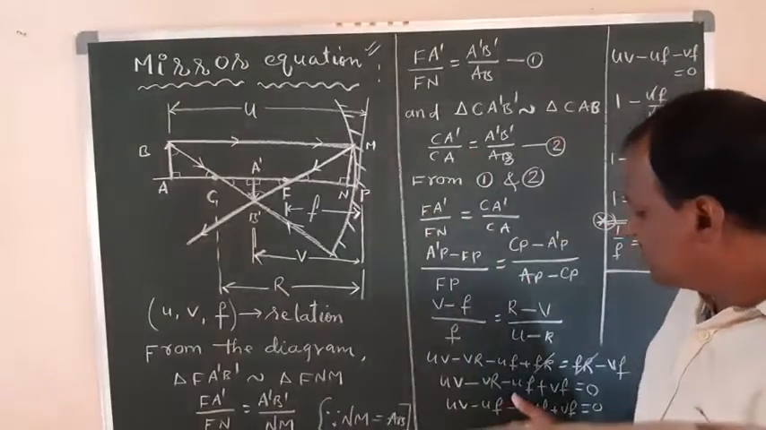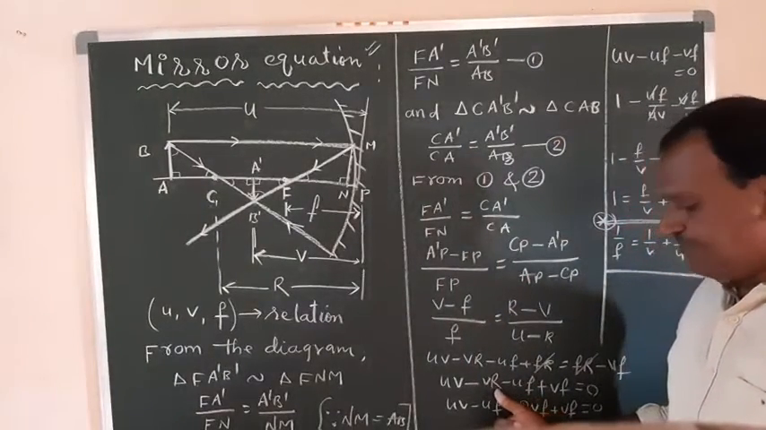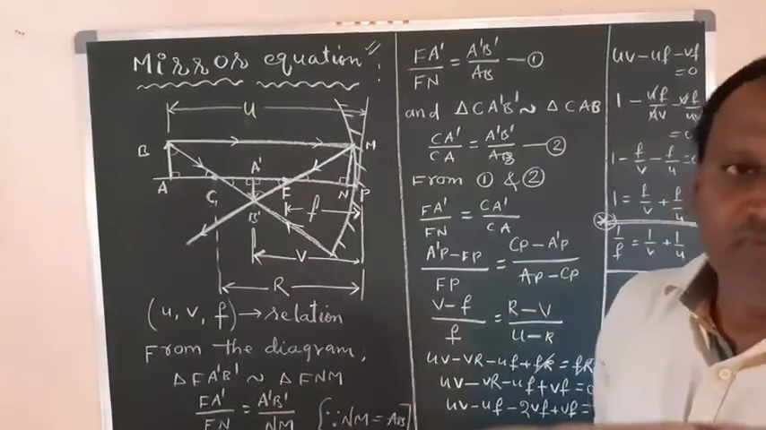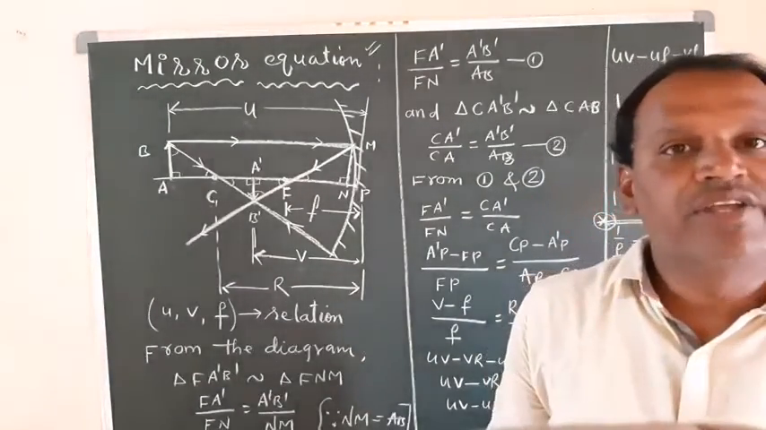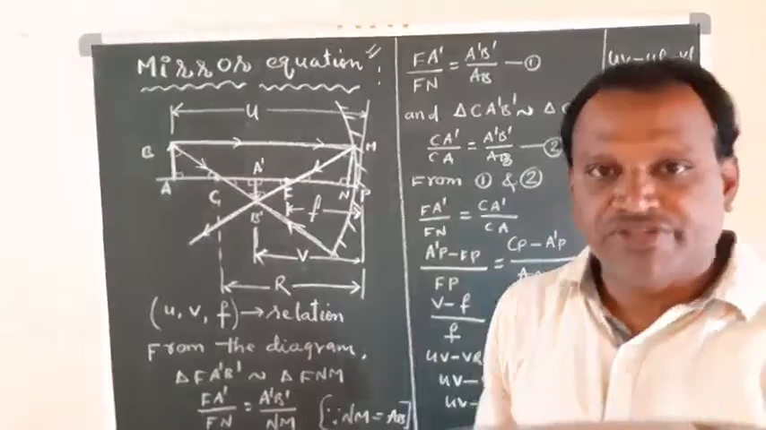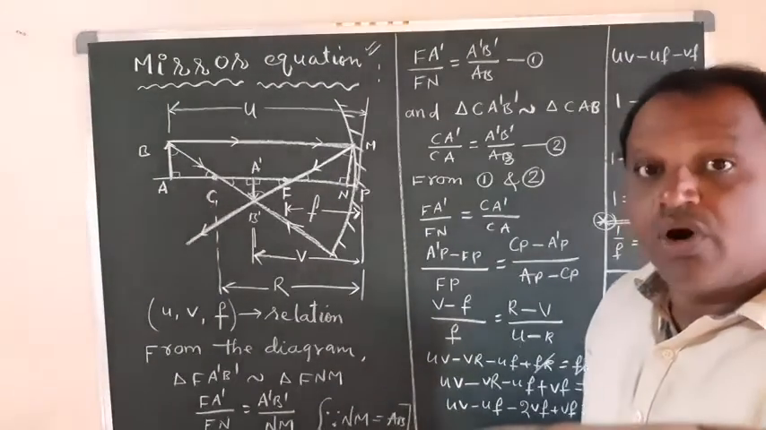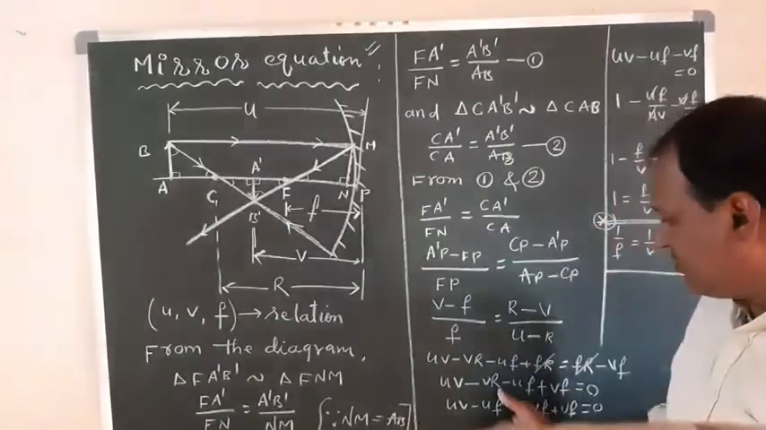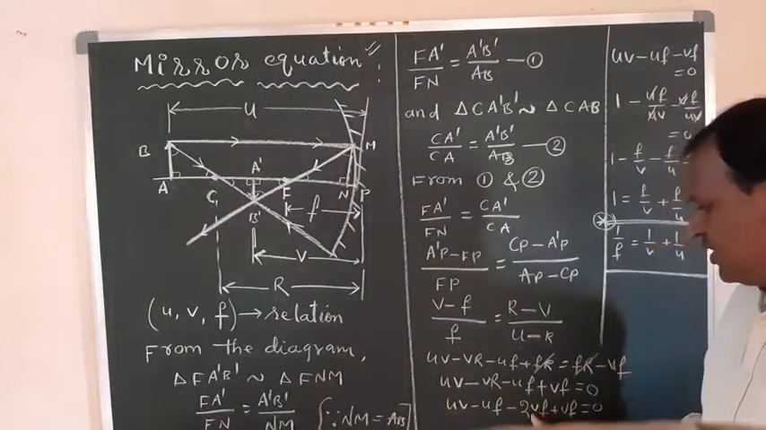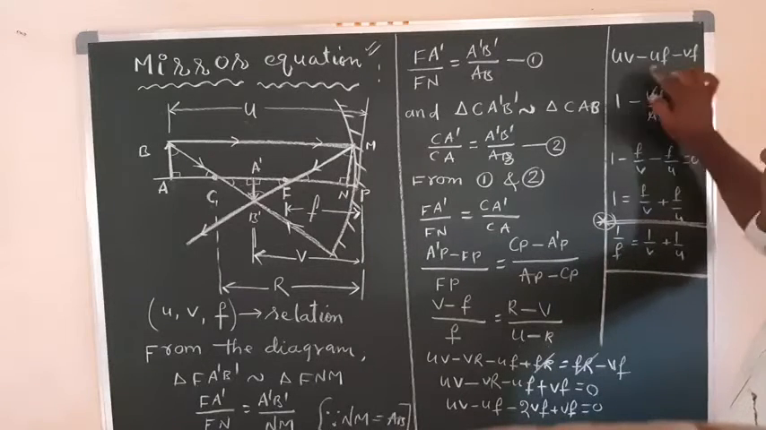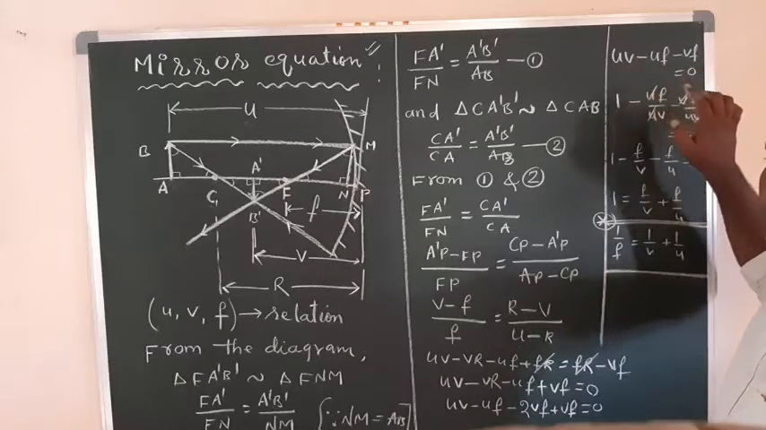Right? So here in place of R, that is radius of curvature, I represented it in terms of focal length. That focal length and radius of curvature relation I already gave in the previous video. Isn't it? So F is equal to R by 2, so R is equal to 2F. So I substituted 2F in place of R. So you will get this one. And if you simplify here, you will get this equation, and divide both sides by UV.